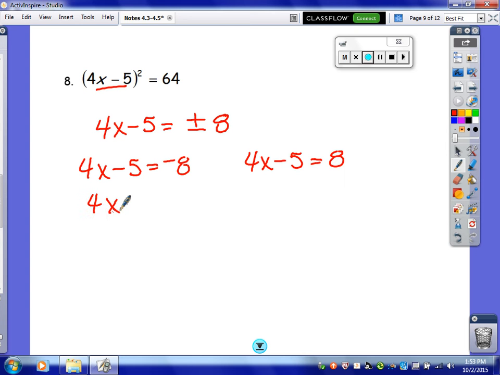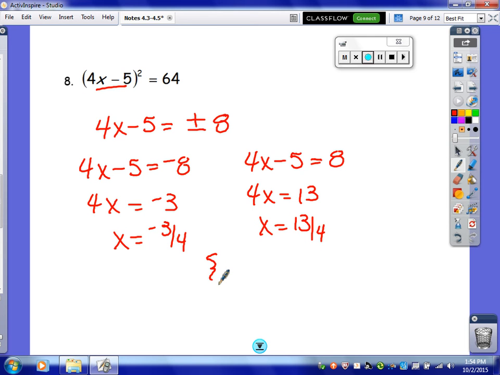So 4x is equal to negative 3, x is equal to negative 3/4. Here 4x is equal to 13, x is equal to 13/4. So my two answers are negative 3/4 and 13/4.